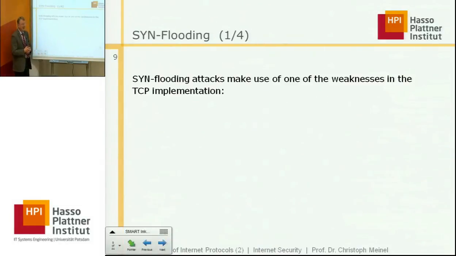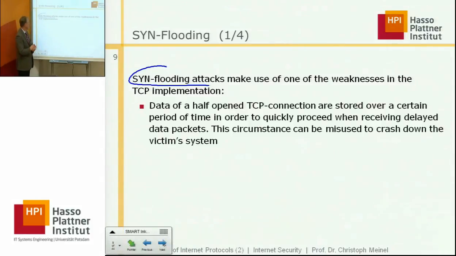So let's start with discussing a few examples of attacks against the TCP protocol. The first example of an attack we want to discuss is the SYN flooding attack. The SYN flooding attack makes use of weaknesses in the implementation of the TCP protocol. The problem here is that, as you remember, the TCP protocol insists that in a first step a connection is established, and the connection is established by means of a handshake, a three-way handshake protocol.